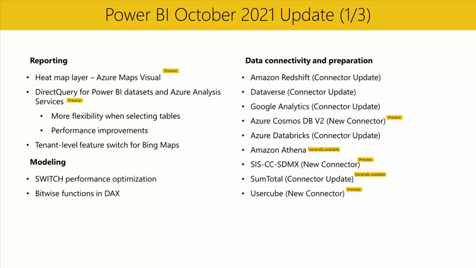Next, we're excited to announce the release of the Azure Cosmos DB v2 connector. To query data stored in the transactional store of Azure Cosmos DB containers, we had previously released a native connector which only supported import mode. We're now releasing a new native connector, the v2 connector, which will support querying the transactional store in both DirectQuery and import modes.